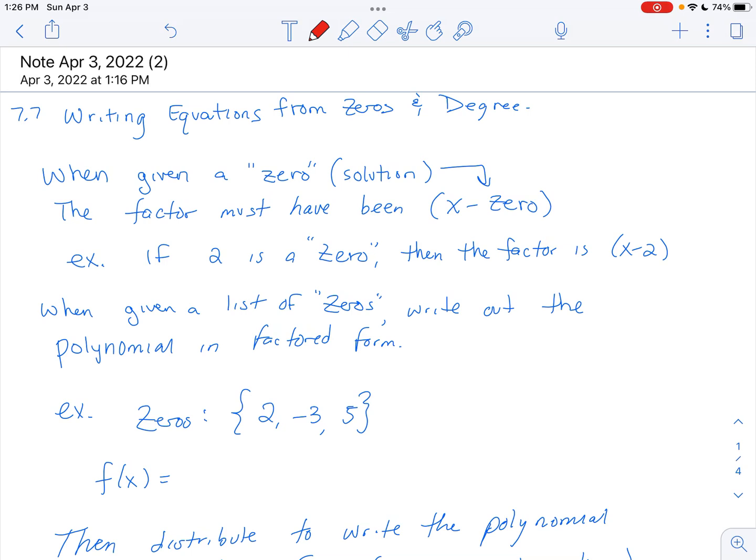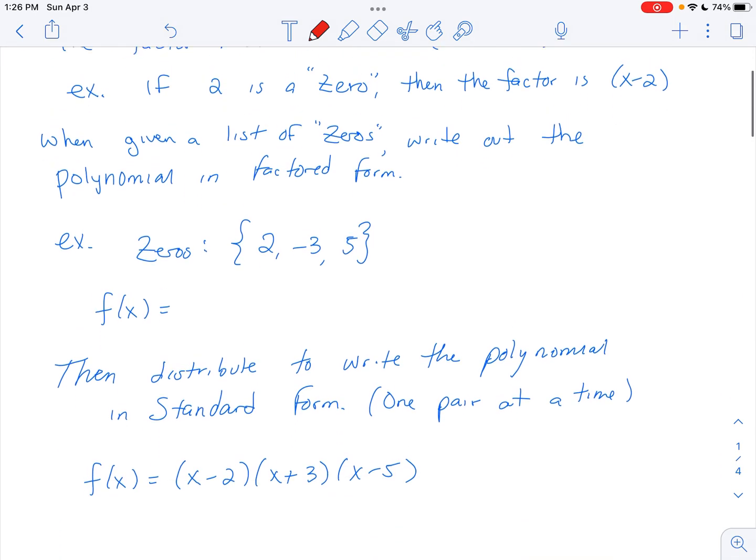So essentially, when you are given a zero or a solution, the factor must have been x minus that zero. So whatever that answer is, like if the answer was 3, x minus 3 is the factor. So if 2 is a zero, then the factor is x minus 2. When given a list of zeros, write out the polynomial in a factored form.